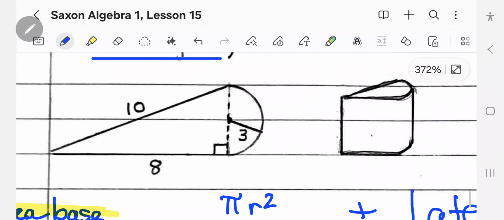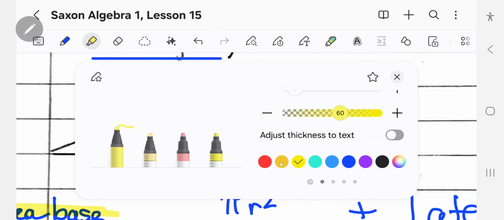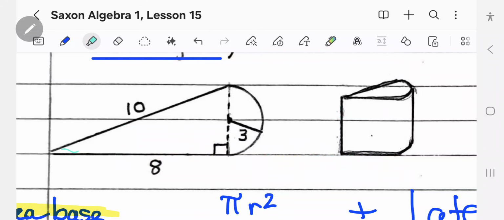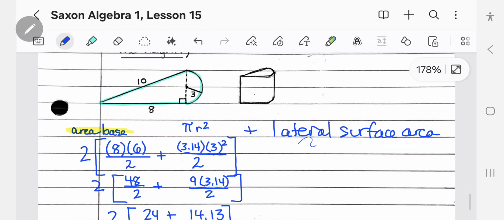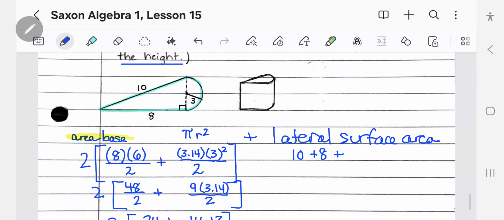We could cut it up, or we can just merely, I'm going to change colors. We're going to think about the perimeter of the base, because that's what it would be if we cut it up. It's going to be 8. We know we're going to have to add this 10 to it, and then we're going to have to find half of this circumference if we had the whole circle, because we really only want this piece, right? So let's work on that. Lateral surface area, we're going to have the 10 plus the 8 plus half of the circumference of the circle. So let's go ahead and show that we're going to divide it by 2.